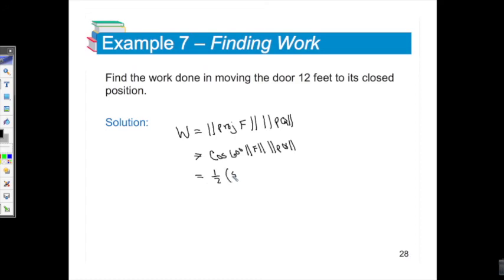So cosine of 60, 1/2. The magnitude of the force, they said it was 50 pounds of force. And the magnitude of the PQ vector, 12 feet. So really all we have to do is multiply 12 by 50 by 1/2, and you find that your work is 300 foot-pounds. And that's as simple as it is.